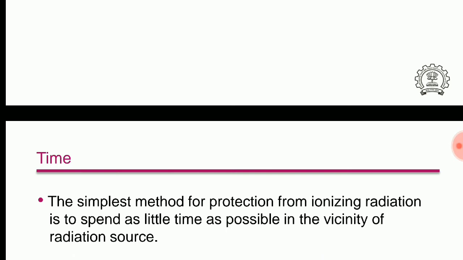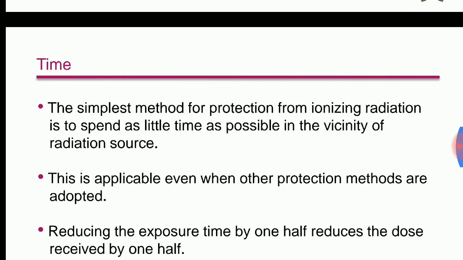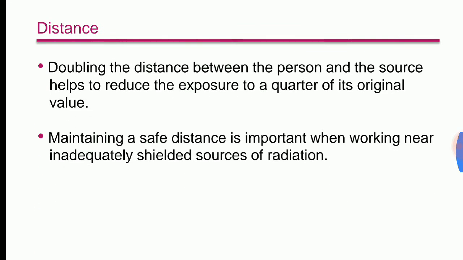Time. The simplest method for protection from ionizing radiation is to spend as little time as possible in the vicinity of radiation exposure. This is applicable when other protection methods are adopted. Reducing the exposure time by one half reduces the dose received by one half. We can note down everything. Distance, I will explain about distance.